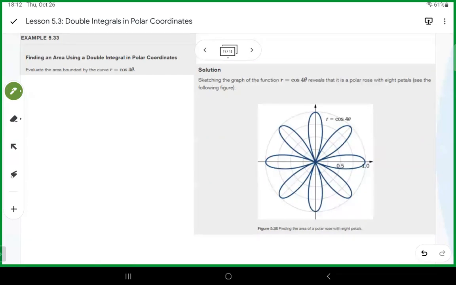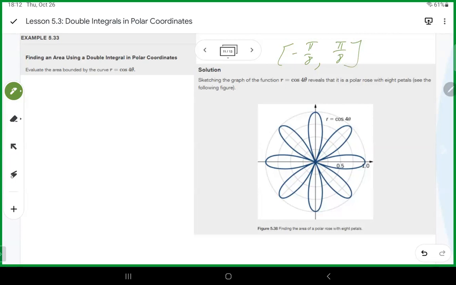So you want to notice that the values of theta for which the graph passes through the origin are the zeros of the function cosine 4 theta. And these are odd multiples of pi over 8. So therefore, one of the petals corresponds to the values of theta in the interval between negative pi over 8 and pi over 8.